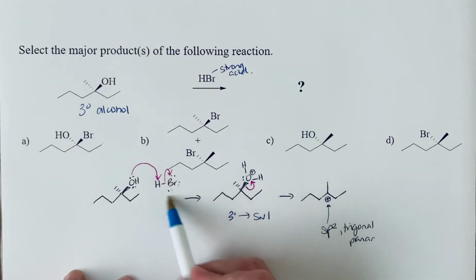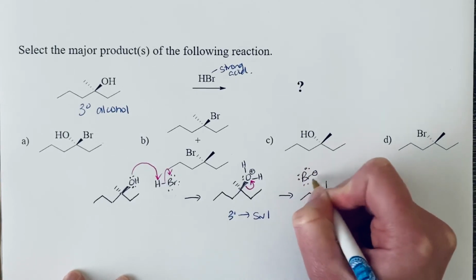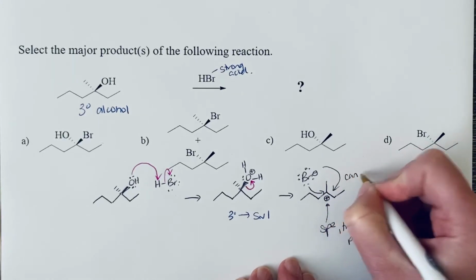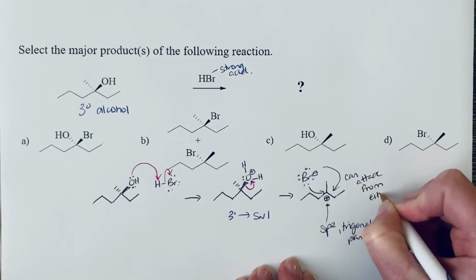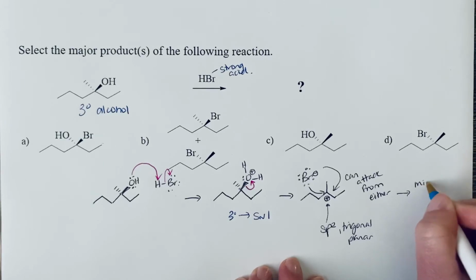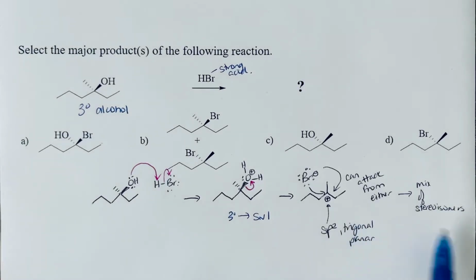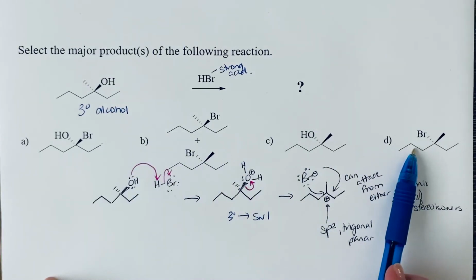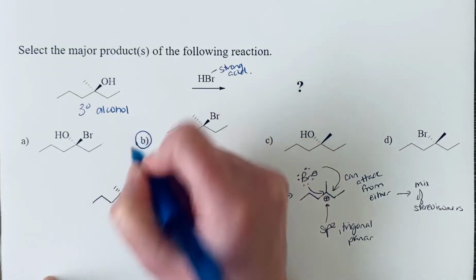And we freed up some bromide ion here. So we have bromide ion in solution. And this bromide ion can basically attack from either side of that flat carbocation. And so what that's going to lead to is a mix of stereoisomers. And so that means that the right answer to this, the bromide is going to bond. And so we're really looking at between B and D. And B is where we see the bromide has attacked from either side. So that is the right answer for this problem.